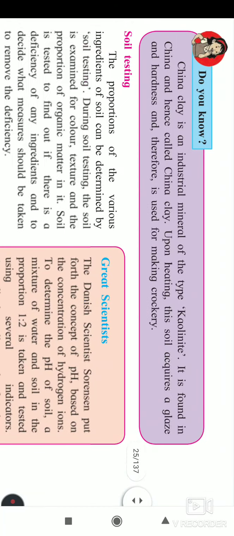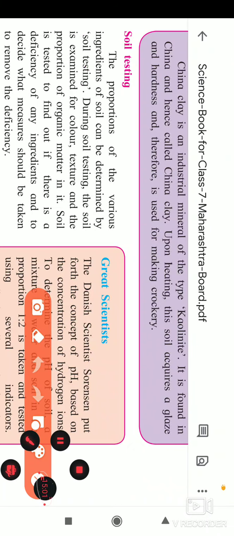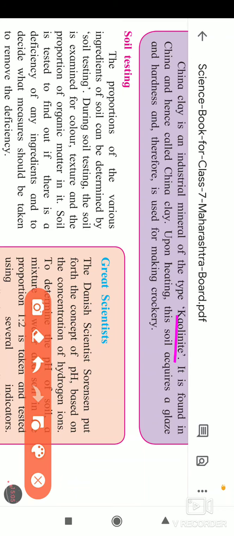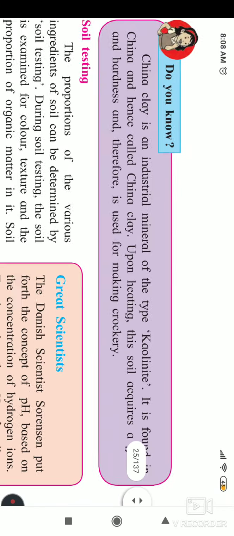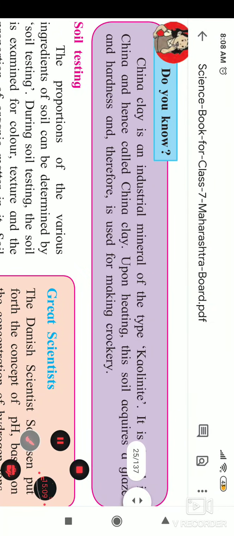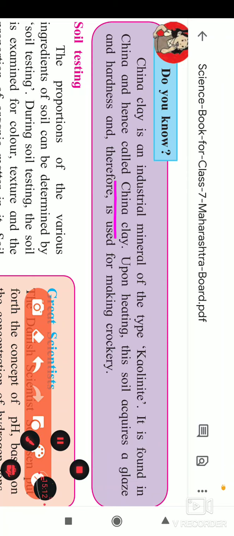Next, do you know China clay is an industrial mineral of the type kaolinite. It is found in China, hence it is called China clay. Why are we saying China clay? Because it is found in China only, and we are not getting this soil elsewhere, so it is called China clay. Upon heating, the soil acquires a glaze.